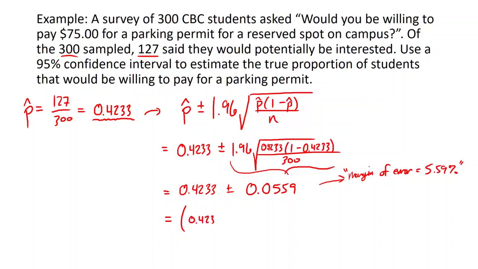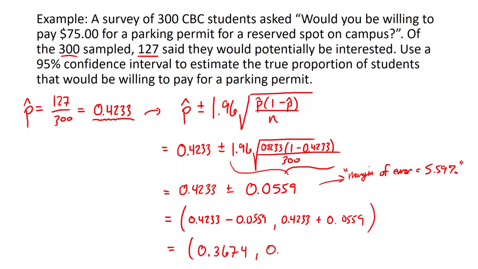We're going to go from 0.4233, subtract 0.0559. And then we're going to go from 0.4233 and add 0.0559. So we're going to take that margin of error and go down and go up. So now that's going to give us two values. So what's the lower one? 0.3674. Yeah. No, that's right. Okay. And then if you go up, what do you get? 0.4792. Yeah. Boom. And this is a 95% confidence interval for the true proportion based on our sample.